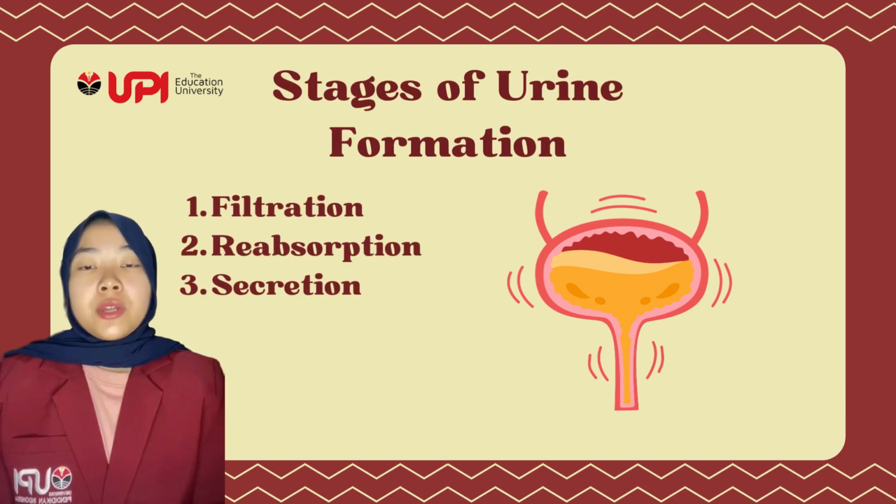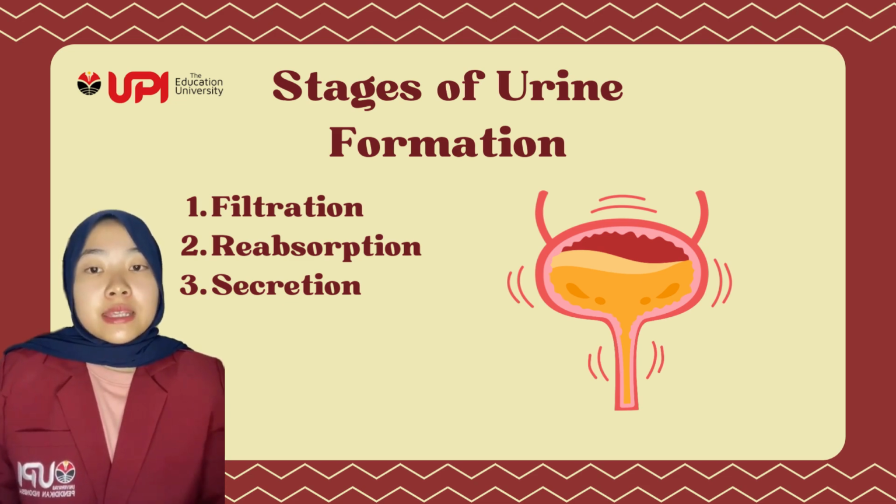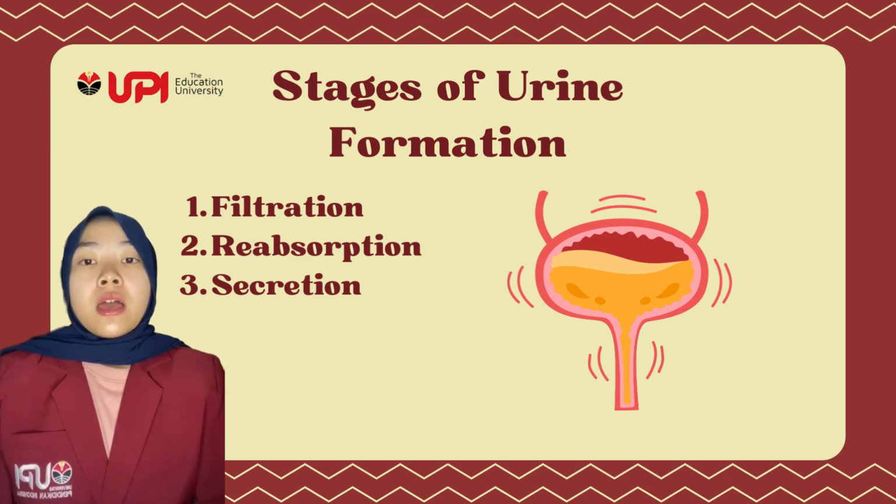Stages of urine formation. After understanding the organs involved, it is important to know how urine is formed. This process occurs in the kidneys and consists of filtration, reabsorption, and secretion. The following is an explanation of the stages.